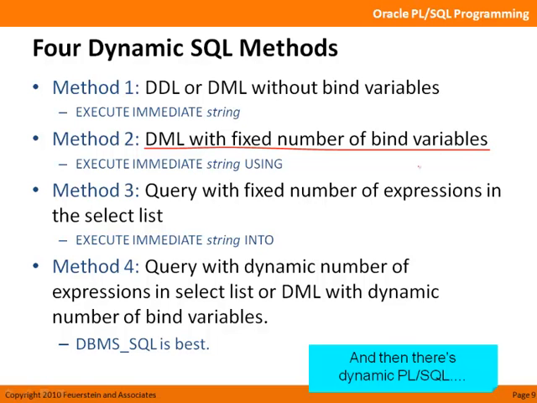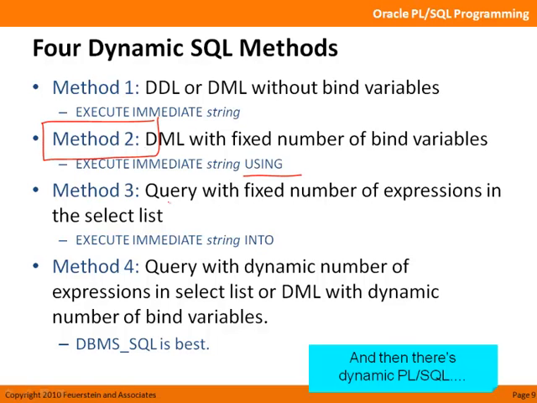But the basic idea is that I can take variable values in my program and bind them into my string with the using clause. So when you're executing updates, inserts, or deletes, and you have to bind in those values, you specify the using clause, and that's method 2.